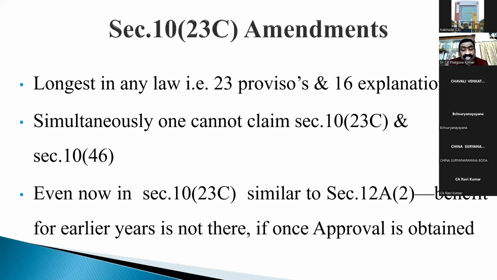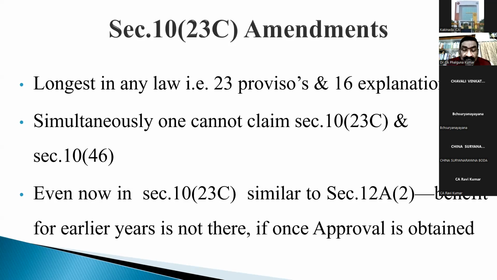So once you get a registration, for earlier years also the income is deemed to be exempt, provided you satisfy the other conditions. The non-satisfaction of the registration condition is not disentitling you. That condition is not there in 10(23C) even now. If you apply under 10(23C) now, it applies from now onwards, not for earlier years. So on this basis, I say whoever does not have registration even now must apply for registration immediately.